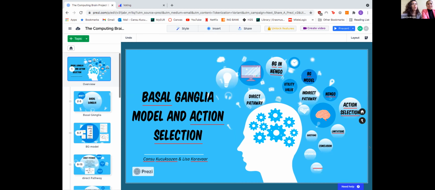Okay, so good morning, everyone. Today we'll be presenting our final project, which is about basal ganglia and how it has a role in action selection. We'll first start with the biological processes, then move on to how a theoretical model explains this process going on in basal ganglia, then show you how it is implemented in Nengo, and how we run simulations to show how they're related to each other.